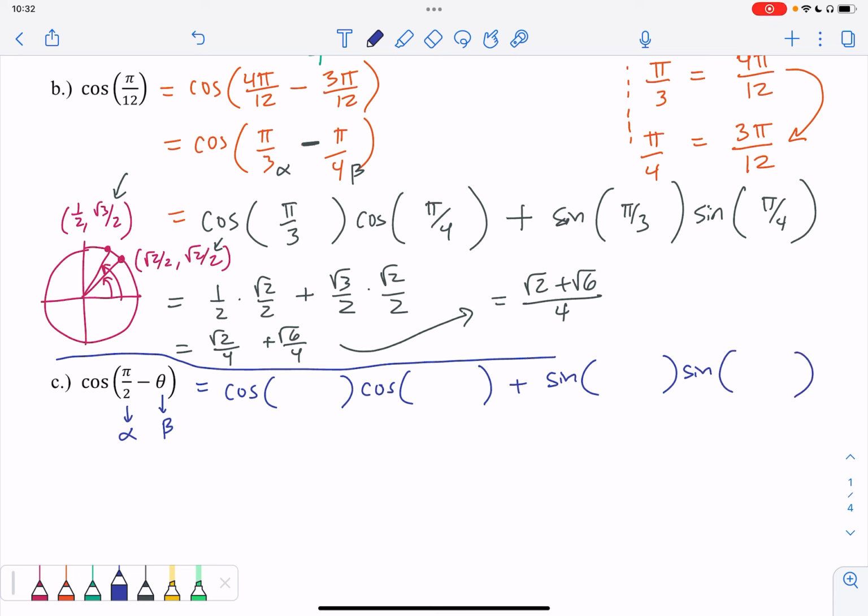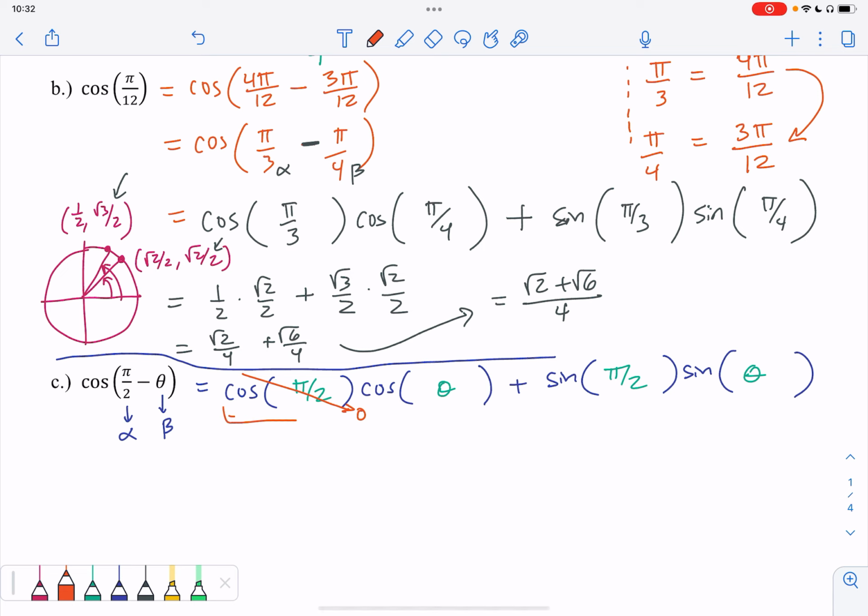So what I'm really doing is saying, okay, I have this expression. Maybe my cosine of the difference of two angles can help me simplify it. All right, so I know I go alpha, beta, alpha, beta. So I do pi over 2, theta, pi over 2, theta, right? Those are playing those roles. Now I want to simplify. Well, cosine of pi over 2 is 0. So this whole thing is 0.